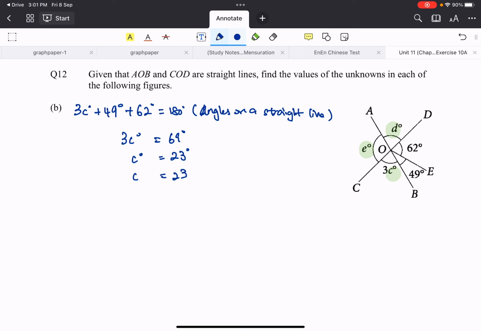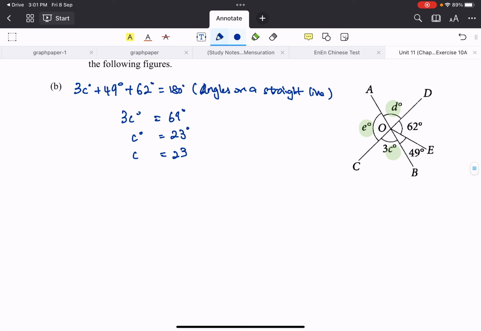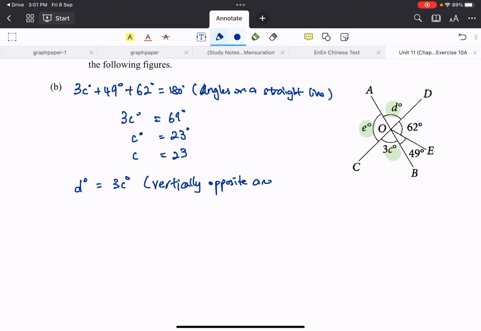How about D? Right? So again, just observe. Okay, you can see that D is the vertically opposite from 3C. So for the second part, we can say that D degrees equals 3C degrees. And the reason is because they are vertically opposite angles. Right? So from here, D degrees is actually the same as 69 degrees. D is equal to 69.